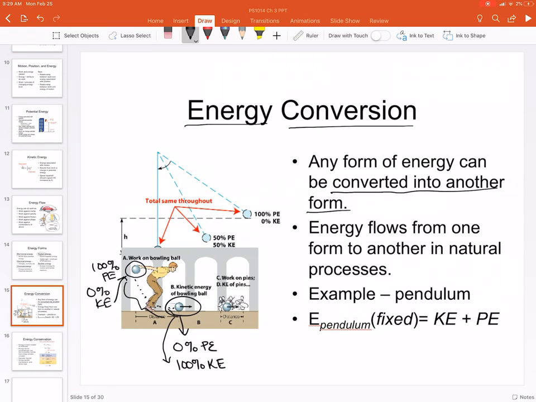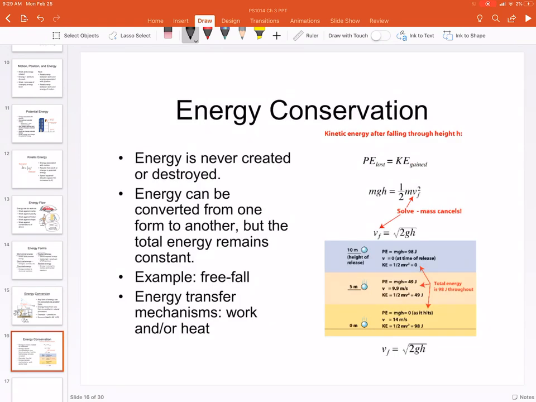It was probably converted through this ground right here. There was some friction involved. Well, that probably caused some thermal energy, because if you rub your hands together, it starts to get warm. Well, that's thermal. So all of this is just being converted into another form. If I go to this next slide, that's exactly what I just said. Energy is never created or destroyed. It's just converted from one form to another. It remains constant always.